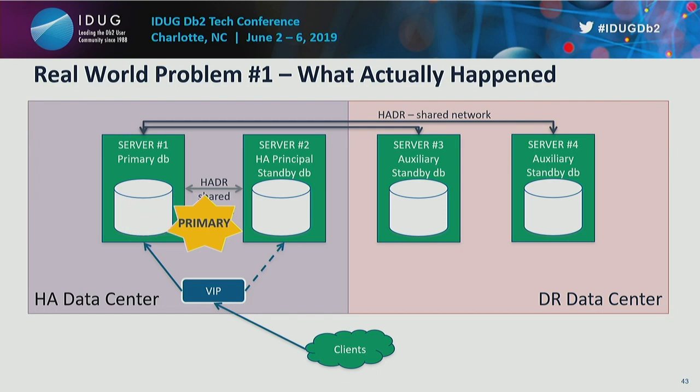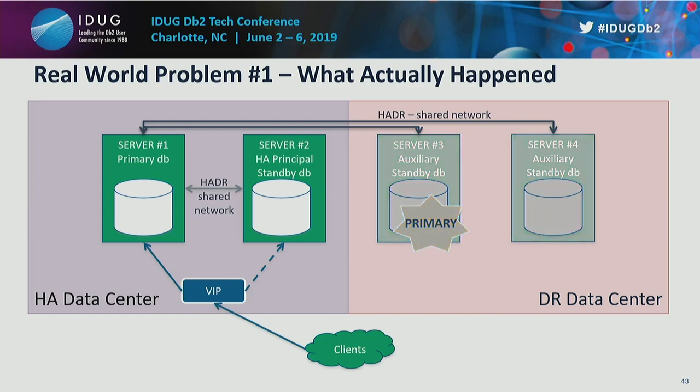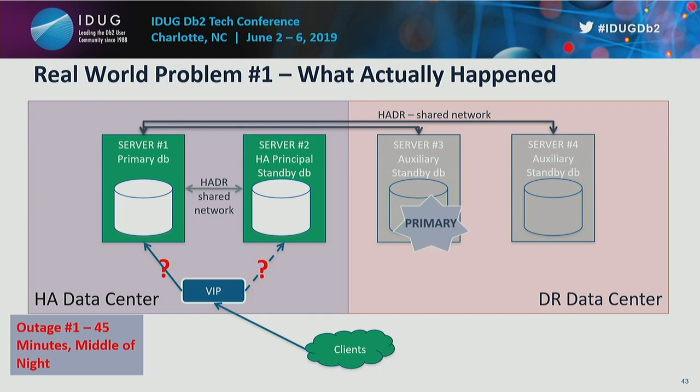Here's what actually happened. They did a takeover. So they made node 3 here, the primary. This was a miscommunication in what was needed, or somebody started from the wrong runbook, or they manually said take over on this node. This is all manual. And then they shut down the servers. And then they went, wait, our site's down. What's going on? What's the issue here? And so this was outage number 1. It was 45 minutes. It was the middle of the night.